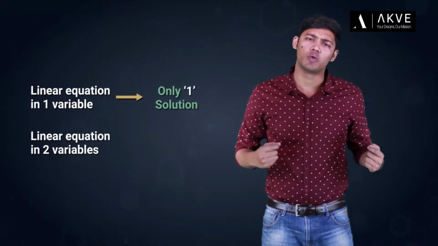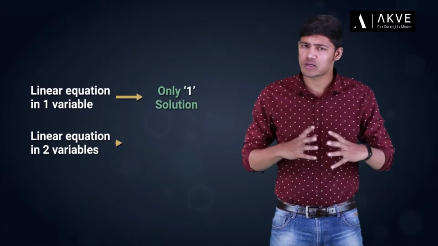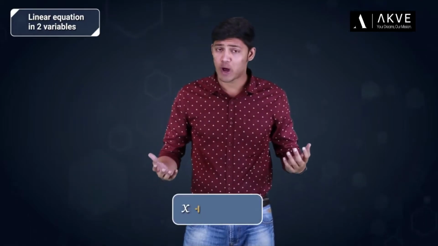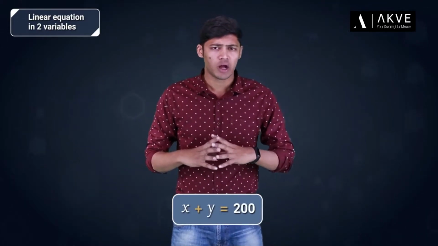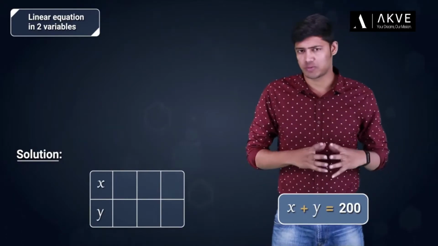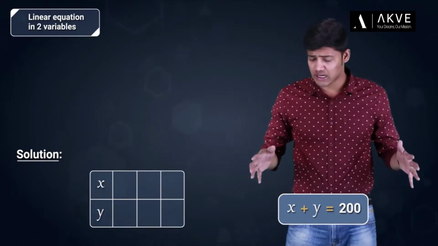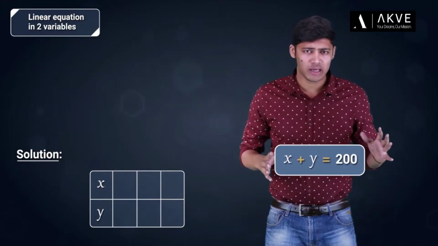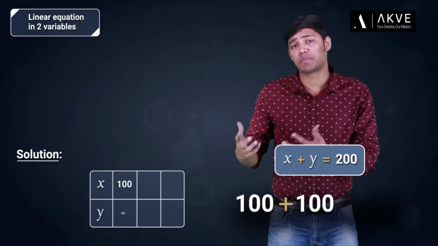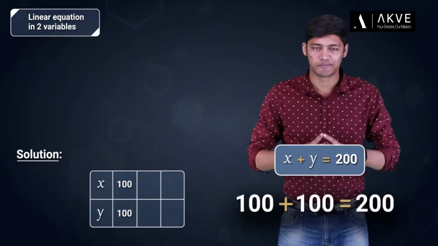Now, what about linear equations in two variables? How many solutions will they have? Let's see by considering an example. Let's consider a linear equation in two variables. Let's say x plus y equals 200. Now, what could be the solutions to this linear equation in two variables? As soon as we see it, one intuitive solution could be both x and y equal to 100, since 100 plus 100 is equal to 200.